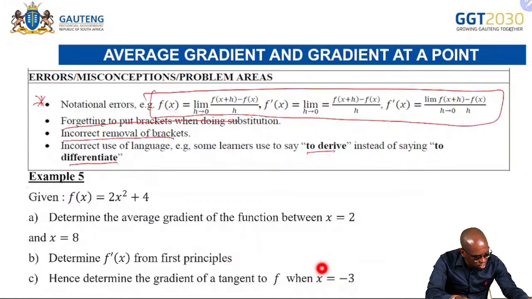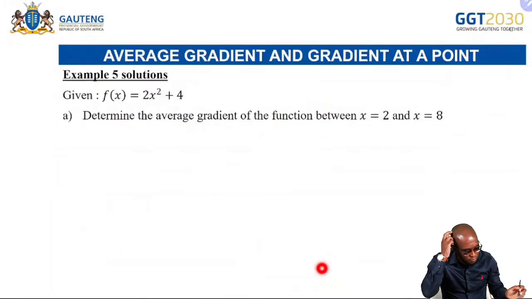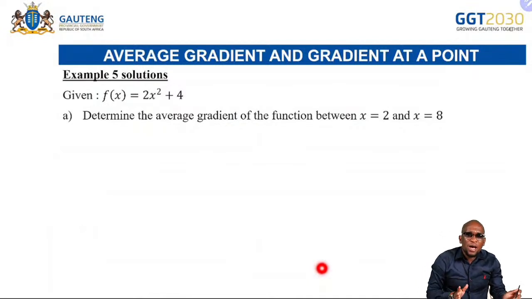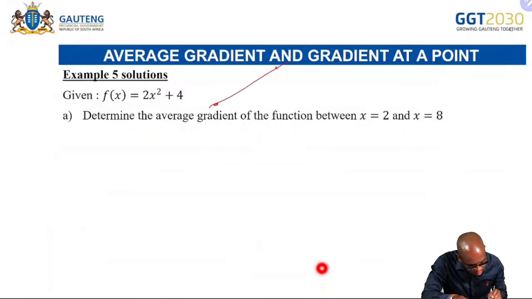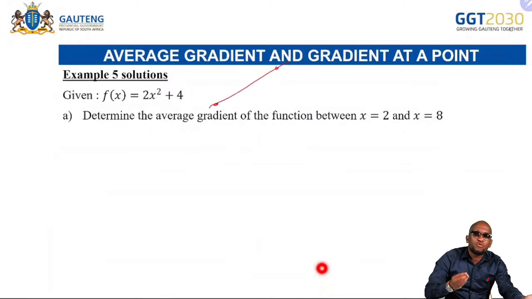That's the first question. The second question, we need to differentiate using first principles. The third question, we need to determine the gradient of a tangent to f. Right, let's start. First, we need to find the average gradient between those 2 points. By average gradient, they mean gradient between 2 points. That is average gradient. So that's the gradient you've been doing from your earlier grades.